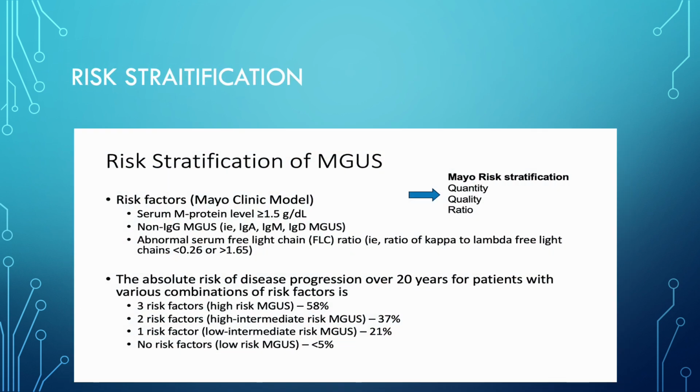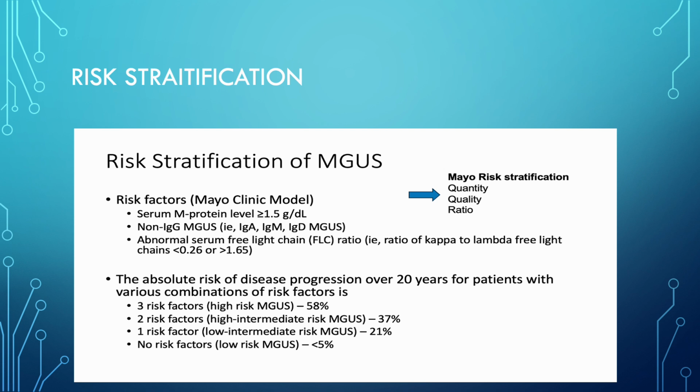Then talking about the risk stratification of MGUS. We have the Mayo Clinic model, which is responsible for stratifying the risk factors, and the absolute risk of disease progression over 20 years for patients with various combinations of risk factors. So I'll be talking about this now.